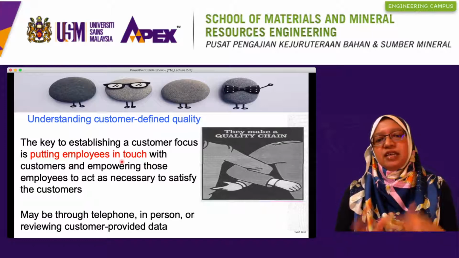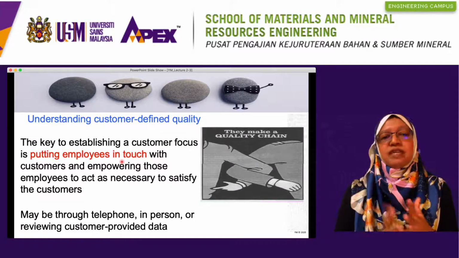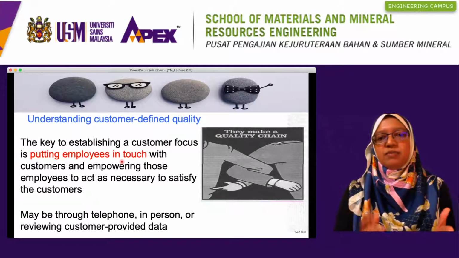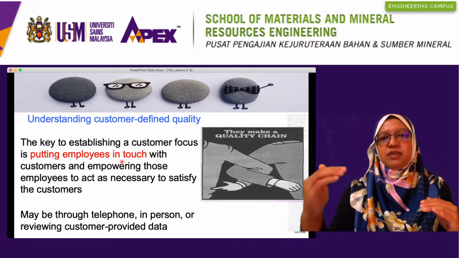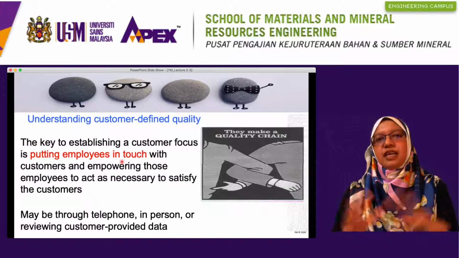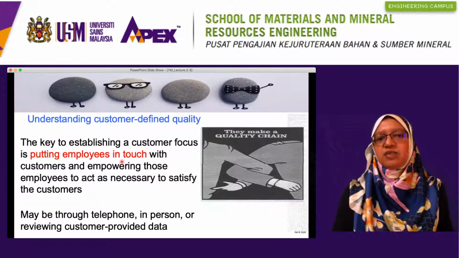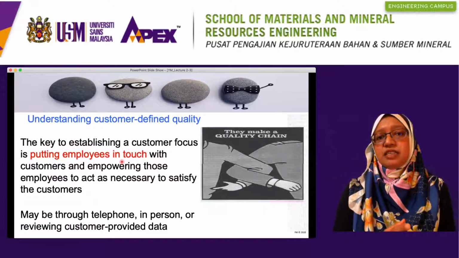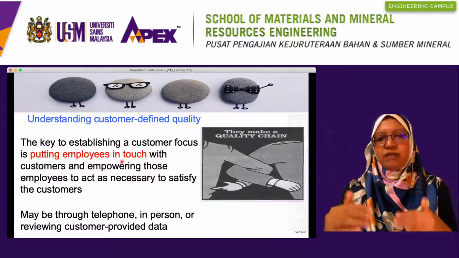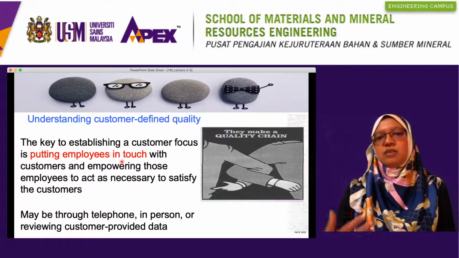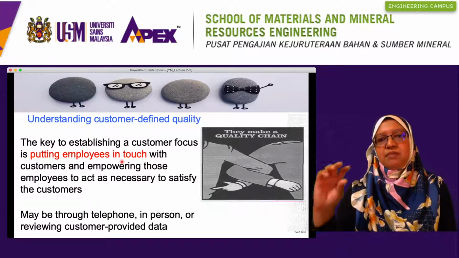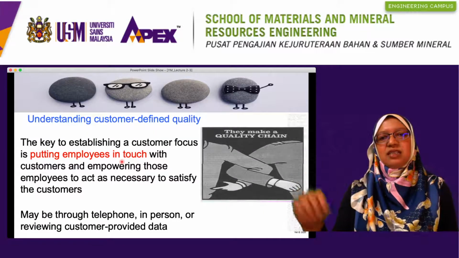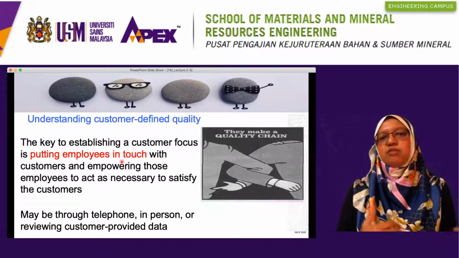Maybe this can be done through telephone or in person or reviewing customer provided data, so that the top management will get all this data and they have to communicate down the line to their staff, so that everybody at each level will understand their roles as customer and supplier in order to maintain the end product or service that the company or organization provides.